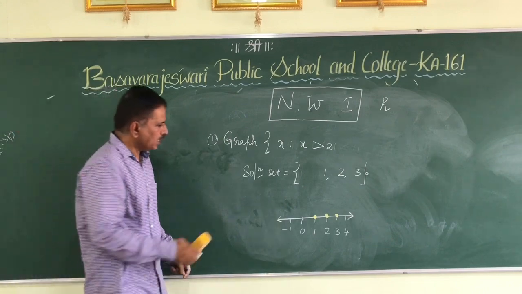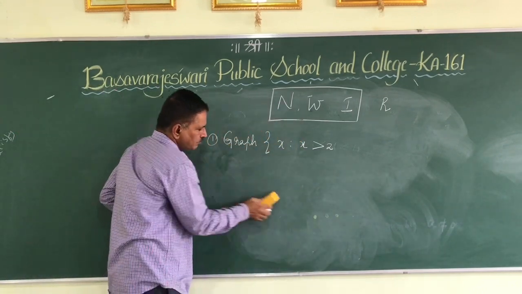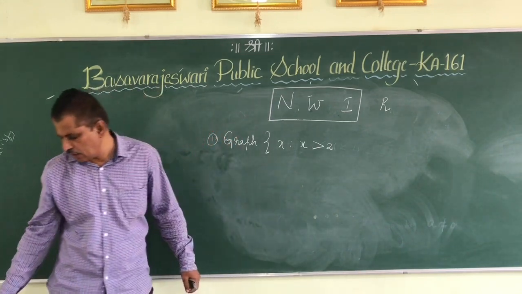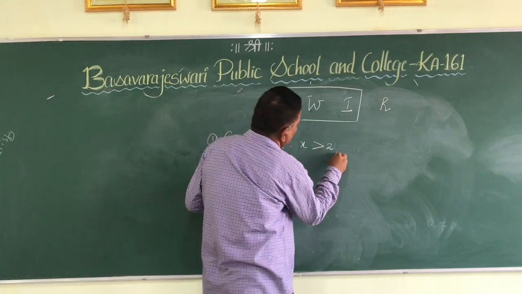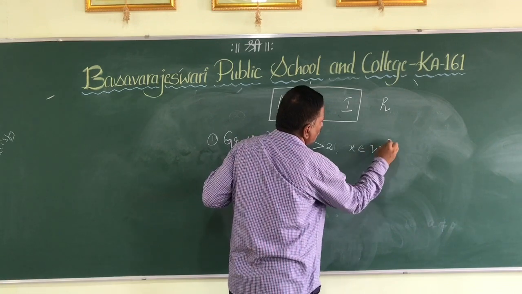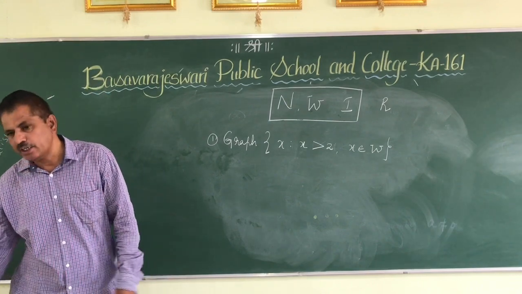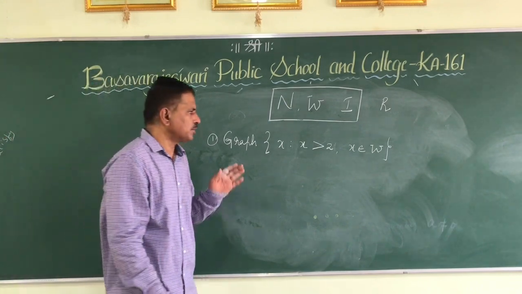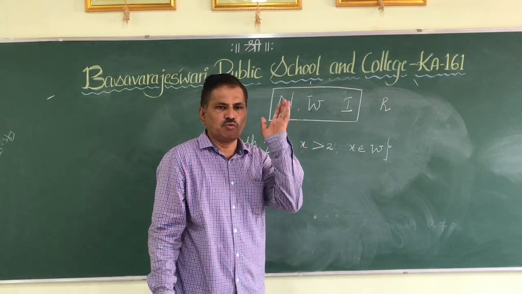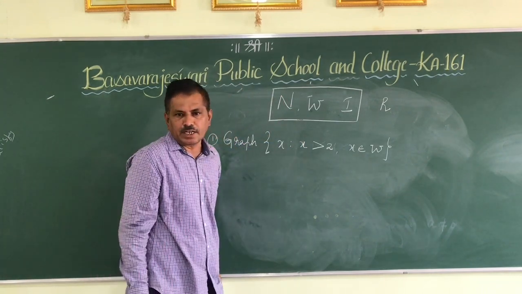X is greater than 2, where x belongs to W. I said x belongs to W means what? It is whole numbers. Whole numbers start with 0, 1, 2, 3, 4 up to infinity. Remember, the value of x is greater than 2.